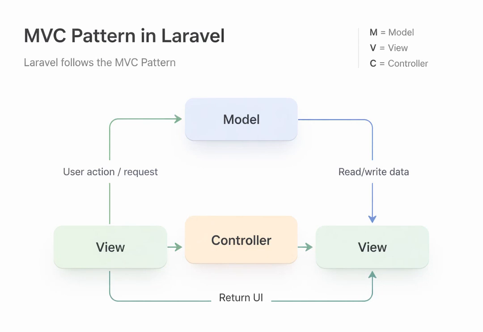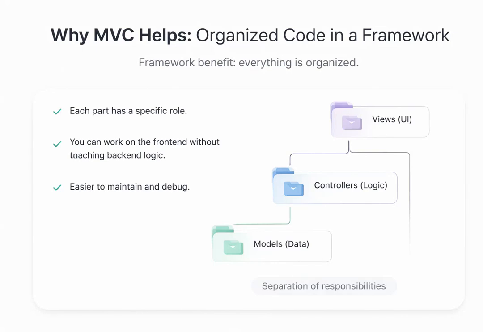Next, the tutor introduces MVC, the pattern Laravel follows. MVC stands for Model, View, and Controller. This is a way to organize a project so each part has a clear responsibility. Views handle the user interface, models represent data, and controllers connect the request to the right logic and response. The tutor emphasizes the main reason frameworks like Laravel feel easier to manage: organization. In MVC, each part has its own job, so changes stay contained.